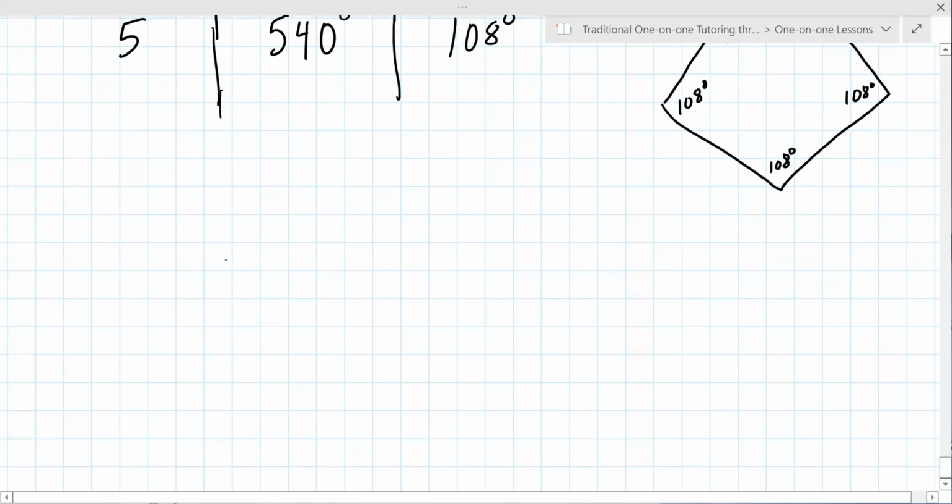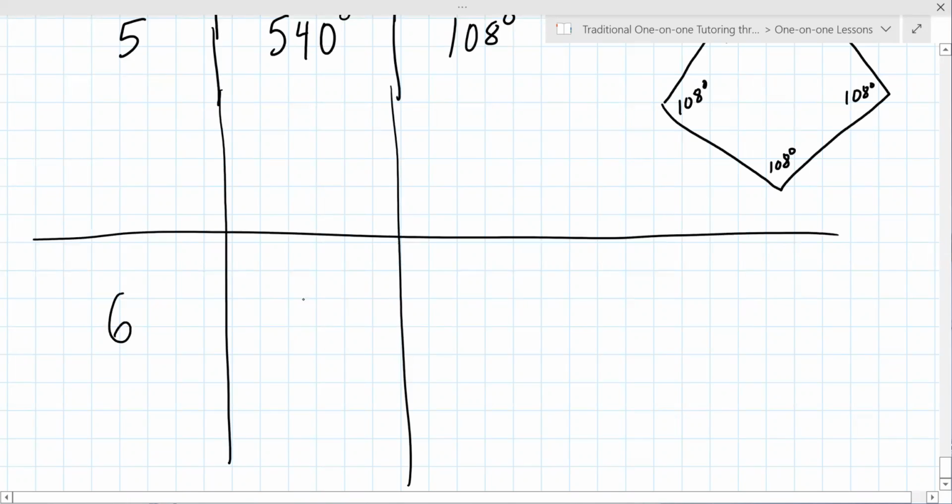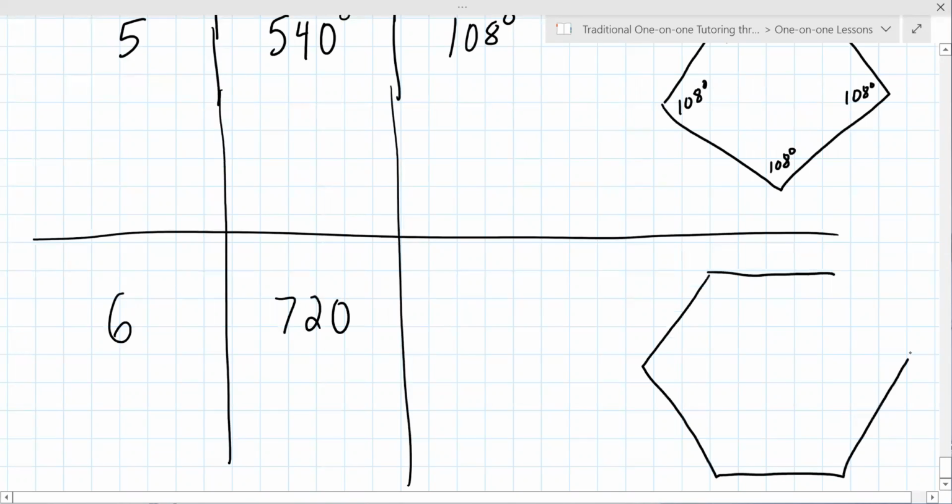All right, so let's do it for a 6-sided one, which is a hexagon, 720. Can you tell me what each angle measure is inside a hexagon? 120, which means each of these is 120. Okay.